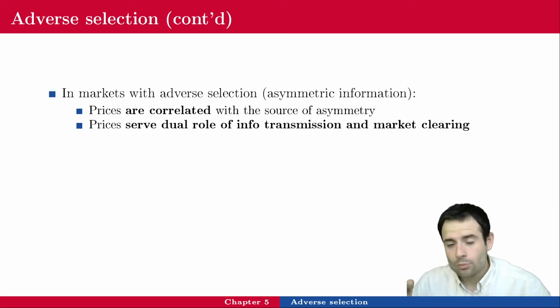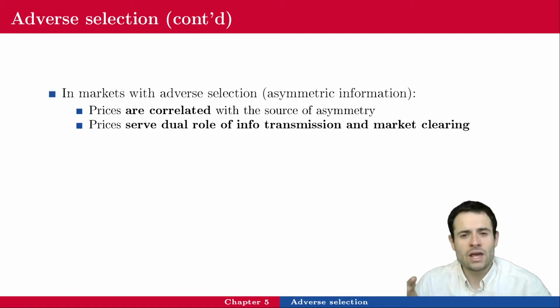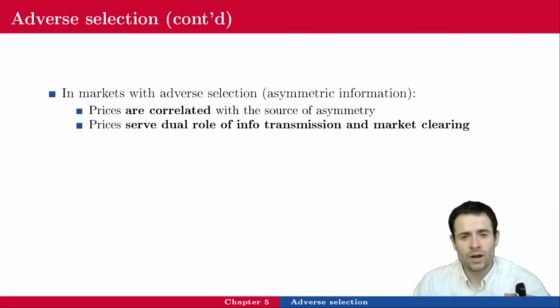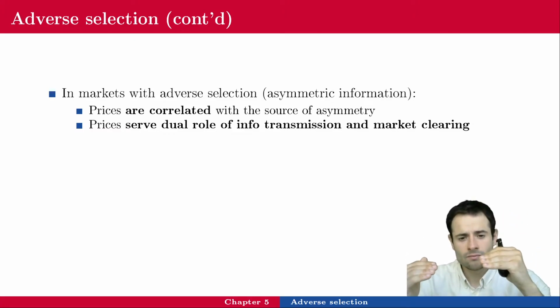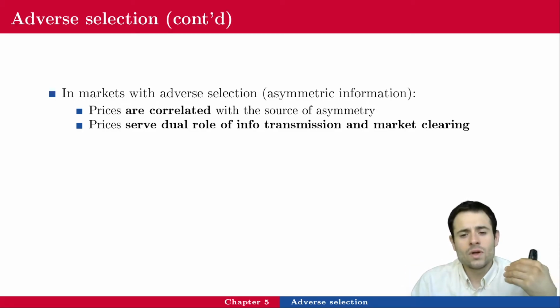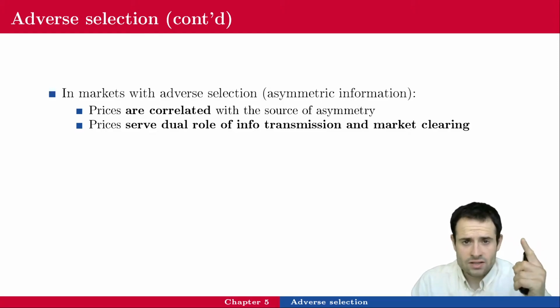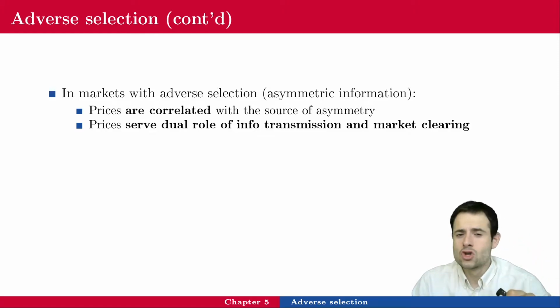So, prices are going to serve a dual role. Not only do they help the market clear, supply equal to demand, by increasing and decreasing, but they also convey the information to the side of the market who was lacking the information in the first place. Once buyers see a price lower than 3,000, they immediately understand, I am looking at a lemon, not a peach.